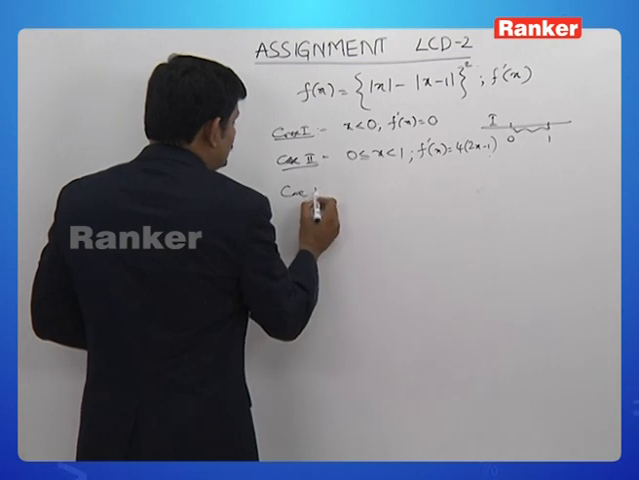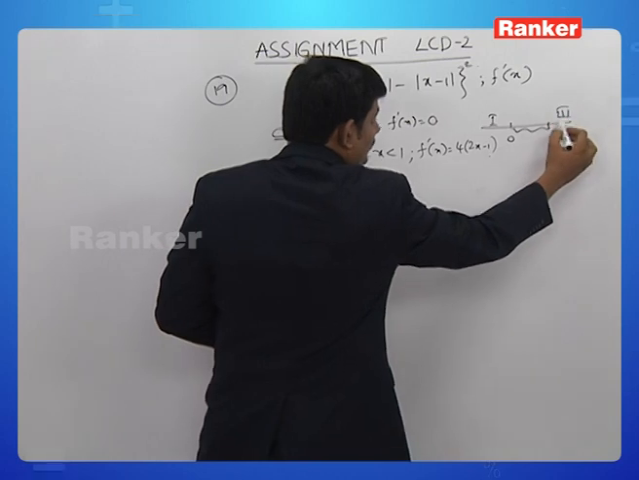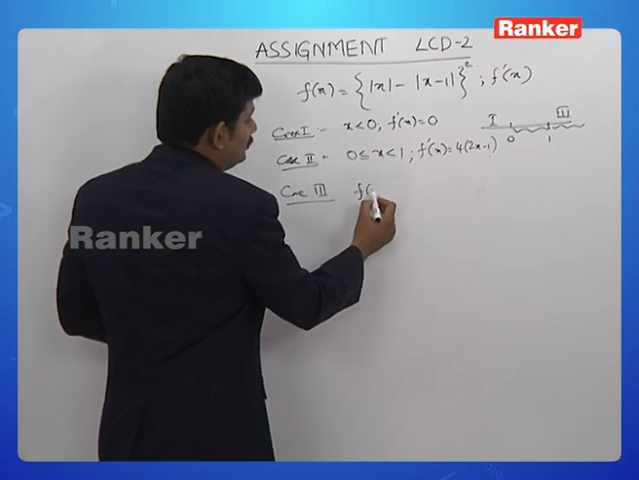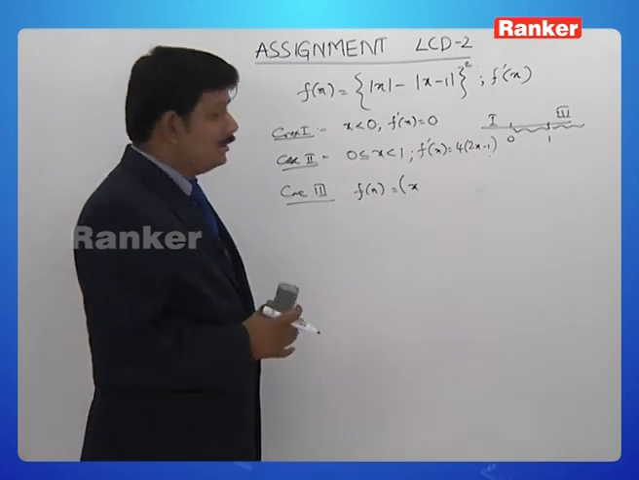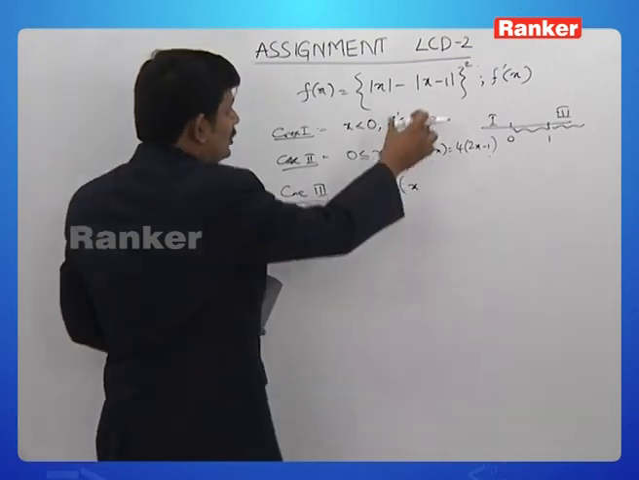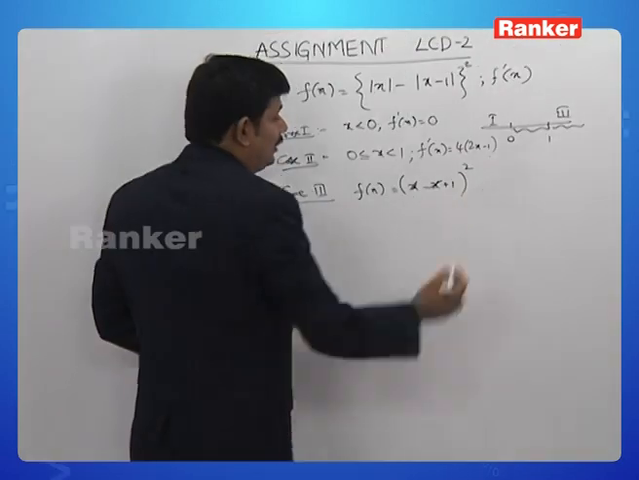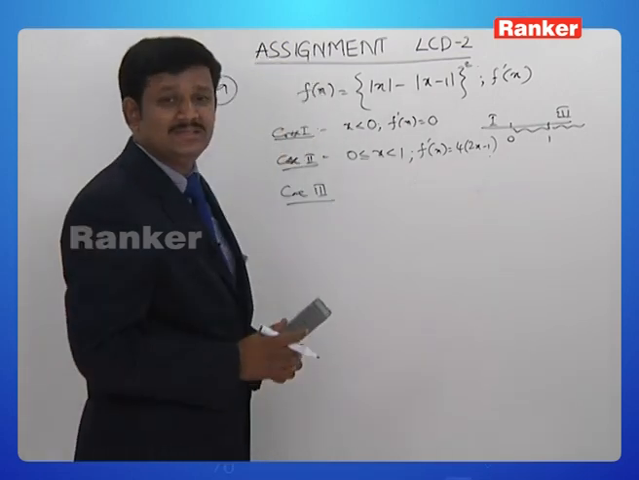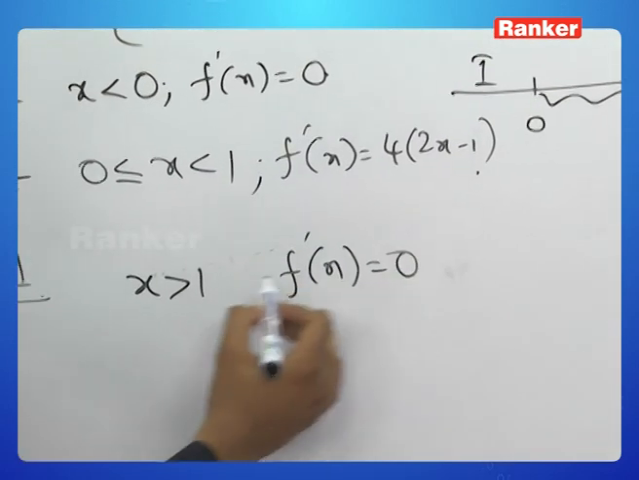Let us look at the last case, case 3, that is when x is greater than 1. When x is greater than 1, x is obviously positive. So, mod x is x. x is greater than 1, so x minus 1 is also positive. So, mod x minus 1 is x minus 1. x and x get cancelled. We have 1 square, f of x is 1, f of x is a constant function. So, f dash x is 0. So, whenever x is greater than 1, f dash x is again 0.